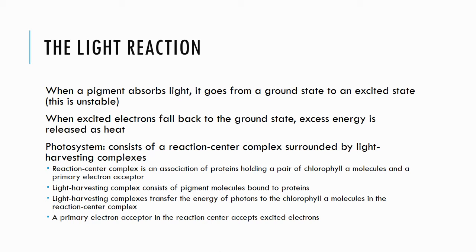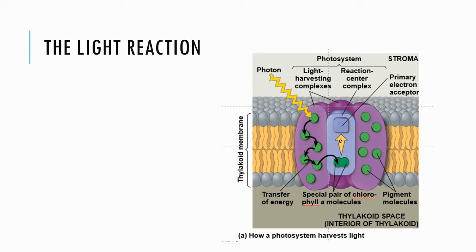A primary electron acceptor in the reaction center can accept the excited electrons, which here would be NADP+. So here's a picture of that. We have our light harvesting complexes and then the reaction center complex in the center. That square thing is our primary electron acceptor. We have our pigment molecules, and you can see the transfer of energy as the electrons fall from their excited state. And that's all for that.